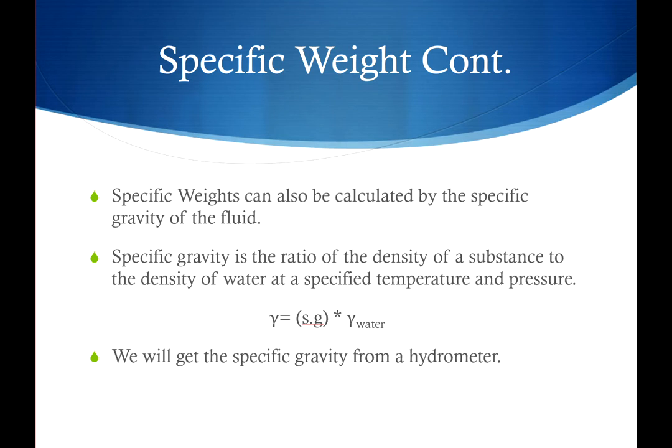The specific weight also can be calculated using the specific gravity of the fluid. The specific gravity is the ratio of the density of the substance to the density of water at a specified temperature and pressure. So the specific weight will be the specific gravity multiplied by the density of water. We can get the specific gravity from the hydrometer.